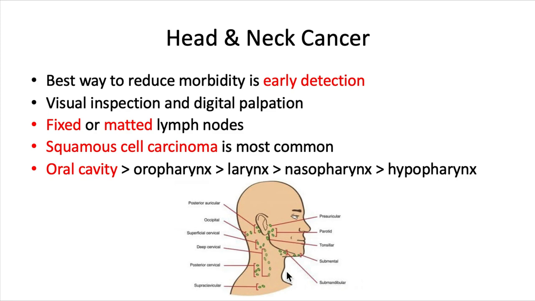So squamous cell carcinoma is the most common cancer of the head and neck, especially in the mouth. And according to cancer.gov, the order of most common to least common areas for head and neck squamous cell carcinoma is oral cavity as the most common, then oropharynx, larynx, nasopharynx, and hypopharynx. And salivary glands and sinuses would also be somewhere near the end of this list.